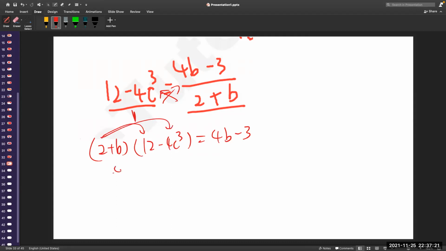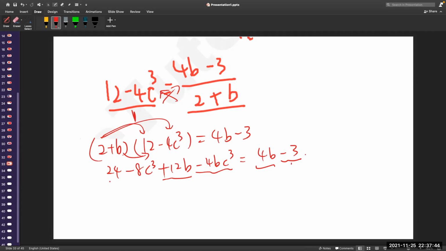2 times 12, 24, minus 8C cubed, plus 12B minus 4BC cubed, equals 4B minus 2. So I see B is here, here, and here. So I need to park all the B on one side, then the non-B on the other side. So I've decided to move the minus 3 to this side. So this one remains: 24 minus 8C cubed. I decided to move the minus 3 over. Minus 3 moved over becomes plus 3.